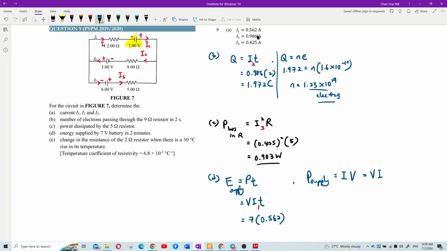0.562, and then time taken is 2 minutes. 2 minutes is converted to seconds, 60 seconds. So the answer is 0.562 multiply 2 multiply 60. So it's 472.08 joule.